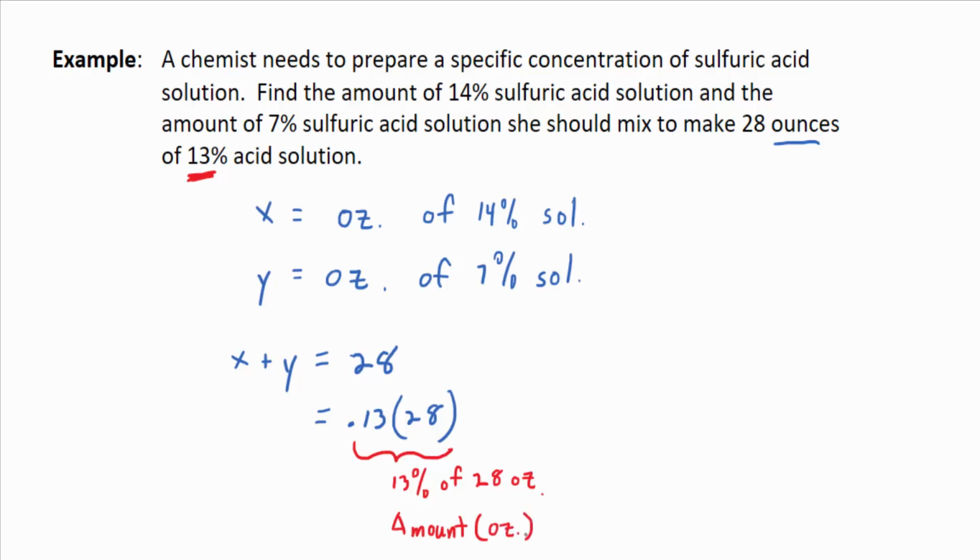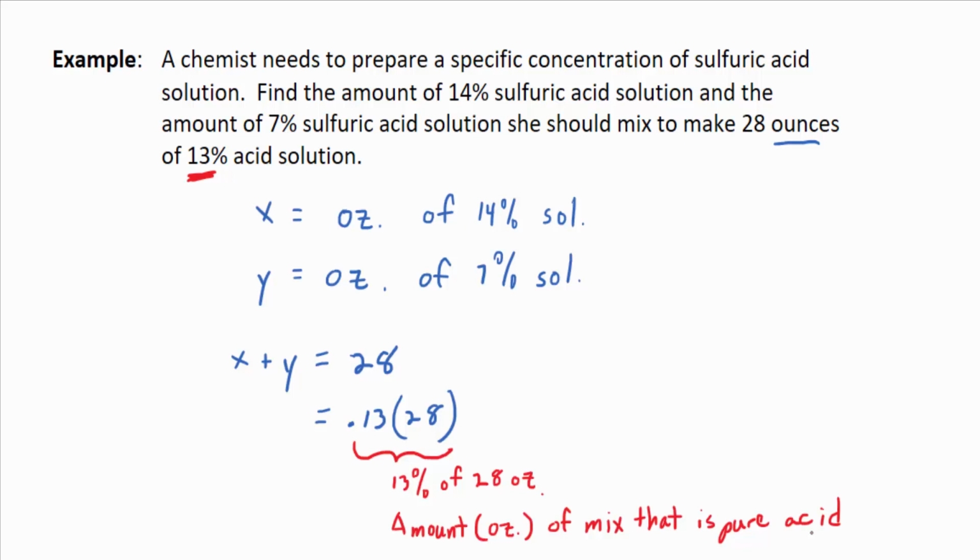Ounces of the mix that is pure acid. Very important for you to understand that statement to understand the problem. By the way, we're in step 2 now, where we're creating the equations, right? So the plan, we're developing the plan in step 2, and the plan is going to be to solve the system we come up with. But we're not even quite there yet. We're still understanding how to set up the second equation. But does that make sense, the 0.13 times 28?